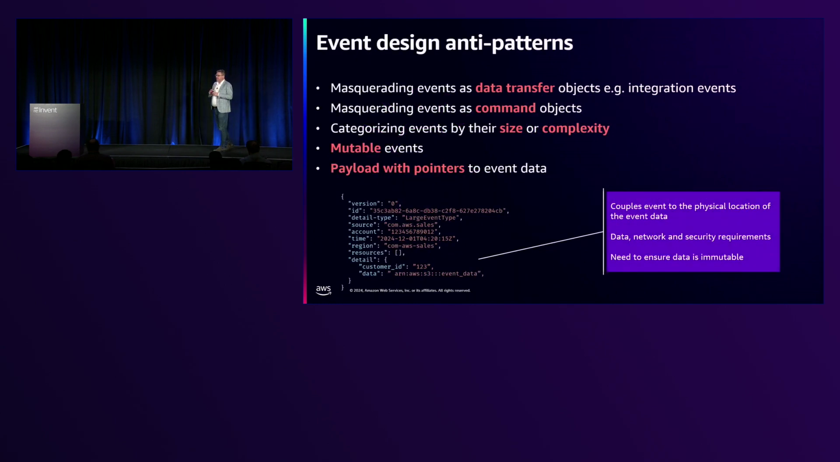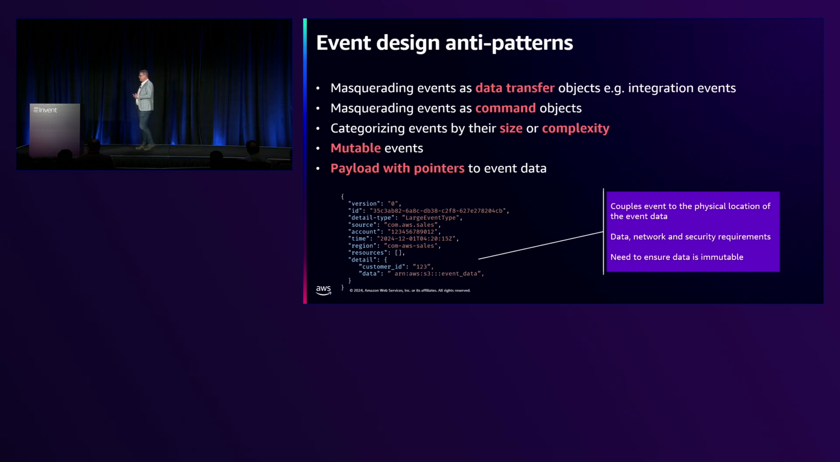Now, some of the anti-patterns that I've seen over the years, where people are masquerading events as data transfer objects, right? This is not the intent of an event. Quite often the question comes up: how much information should I put into an event? And I guess that's part of the trick, understanding the minimal context necessary for consumers of those events to be able to operate on that event autonomously from any other system.